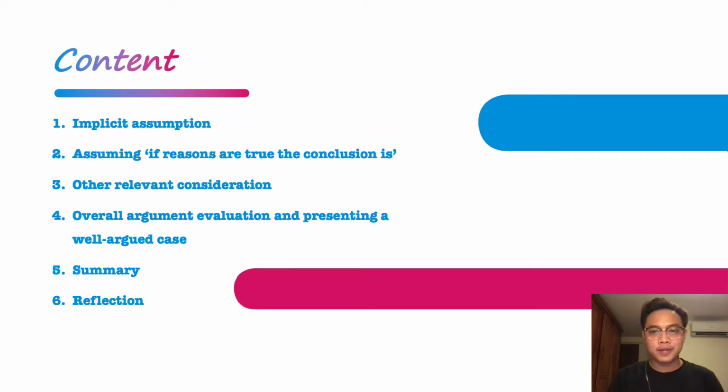This chapter includes 6 important parts, which are implicit assumption, assuming if reasons are true, the conclusion is, other relevant considerations, overall argument evaluation and presenting a well-argued case, summary, and the very last but not least, the reflection over Romeo and Juliet.